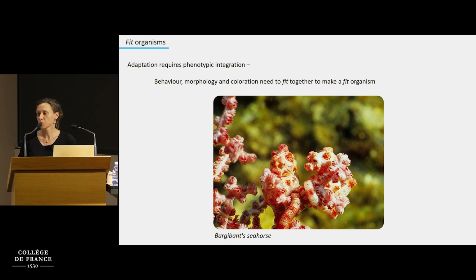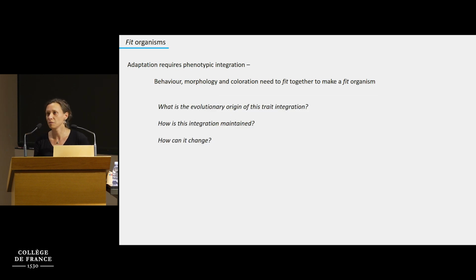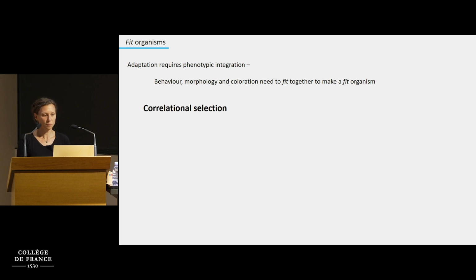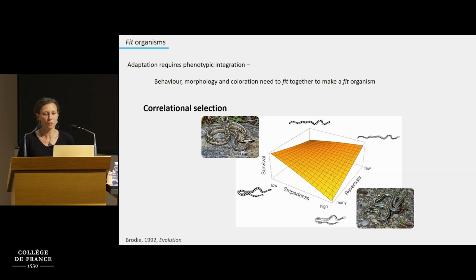And from an evolutionary perspective, we can ask a number of questions here. For example, what is the evolutionary origin of trait integration? How is this trait integration maintained? And how can it be changed over evolutionary timescales? And if you think about what causes trait integration in the first place, what probably first comes to mind is correlational selection. There's one classic example of correlational selection that I will explain here.